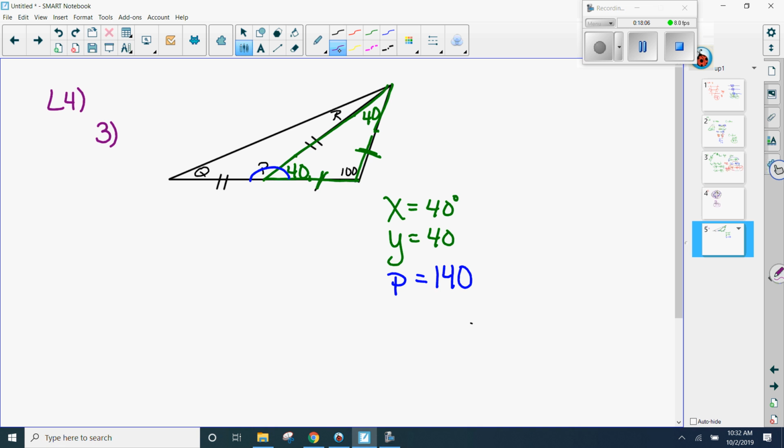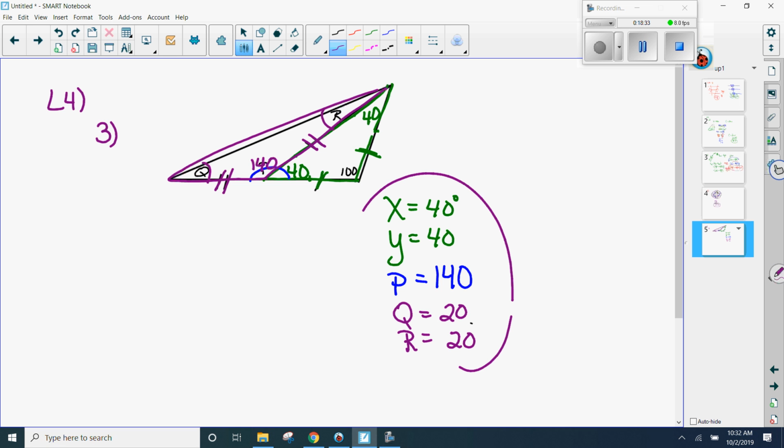Everybody okay so far? Now you have this triangle right here. I know I don't have it drawn to scale, but we know that this side right here equals this side here. So what does that tell you about Q and R? They're equal, and if P is 140 degrees, you have 40 degrees left to split between Q and R. So Q and R are 20 degrees each. Look at those tick marks to help you figure out which angles are equal. You have to find X and Y first.